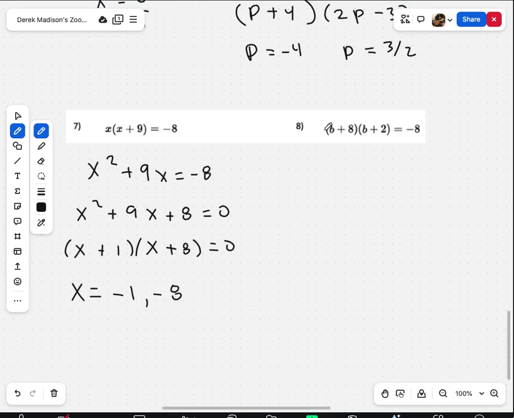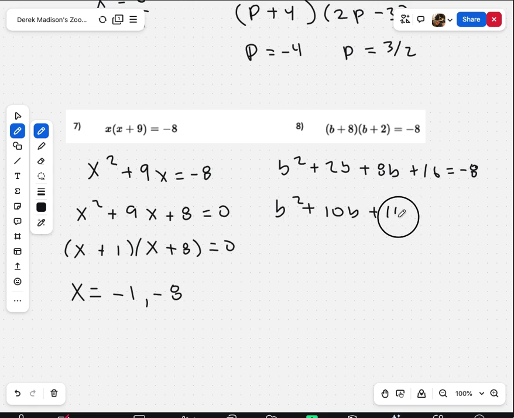And then lastly over here, this one's very similar, it's just a FOIL. So we'll go b times b for b squared. On the outside we get 2b. On the inside we get 8b. And on the end we get 16 equals negative 8. 2 and 8 would give us 10 there. And then we'll add the 8 over so that we get it equal to 0, and then we'll be in standard form.